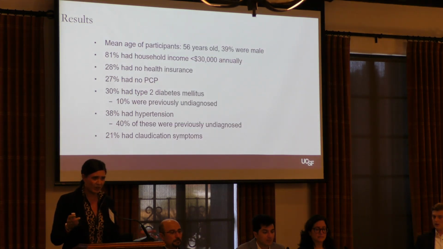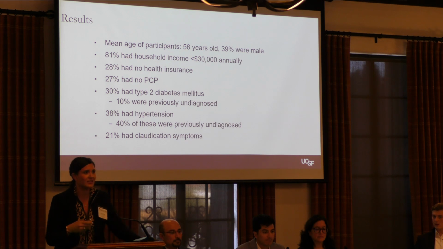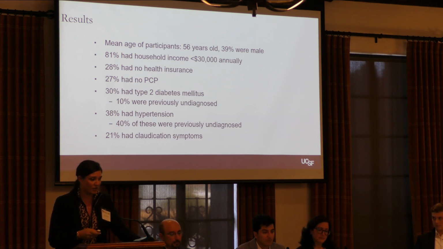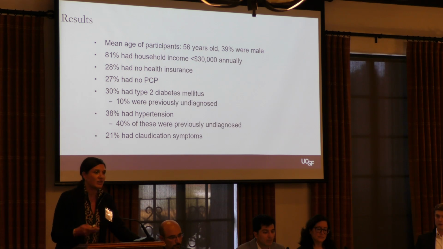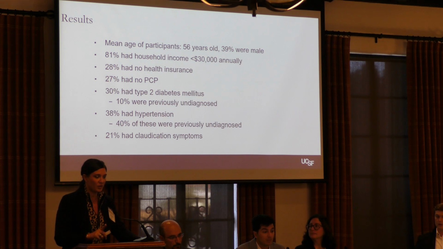We also looked at the population on a more granular level. This is a young population that we're looking at. Very poor: 28% had no health insurance and 27% had never seen a doctor. However, 30% of them had type 2 diabetes, and of those, 10% were diagnosed on site with hemoglobin A1C measurements. And 38% had hypertension, with 40% of those being diagnosed on site with blood pressure measurements. And interestingly enough, when we talk to these patients and ask them, do you get pain in your legs when you walk? 21% said yes.